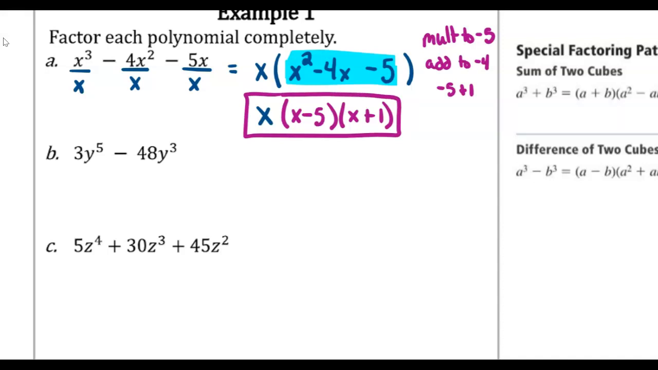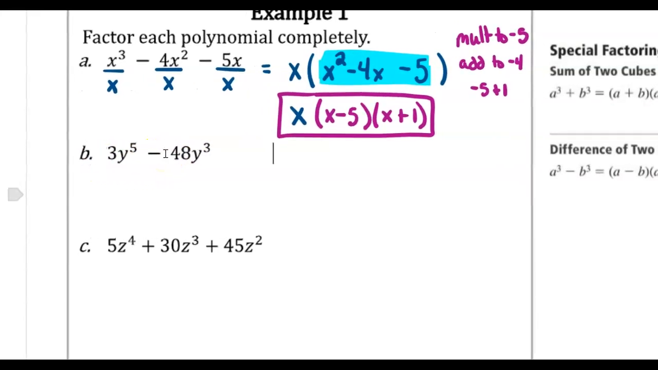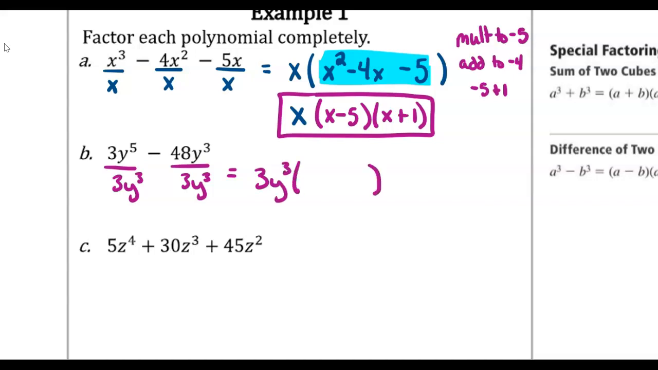So like on this one, 3y to the 5th minus 48y cubed. So a y cubed can come out of both of those things. So I'm going to pull a y cubed out. And then let's see, 3 is this coefficient. Does 3 go into 48? Yes, it does. So I can pull out not just a 3, but a 3y cubed out of everything. Okay, so that comes out in front. And what's left goes in the parentheses.